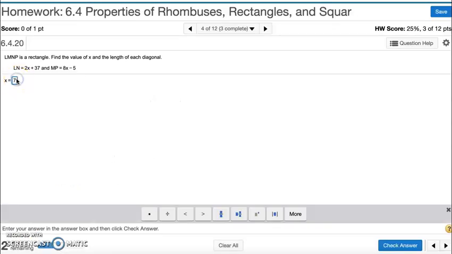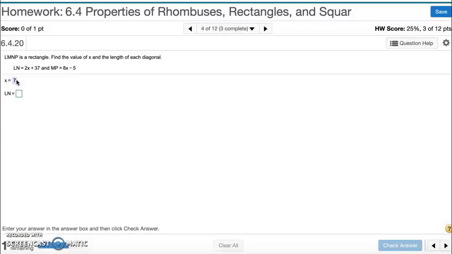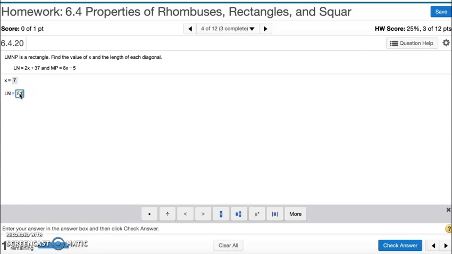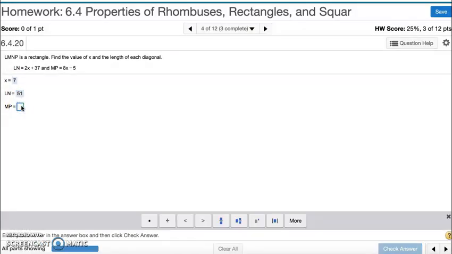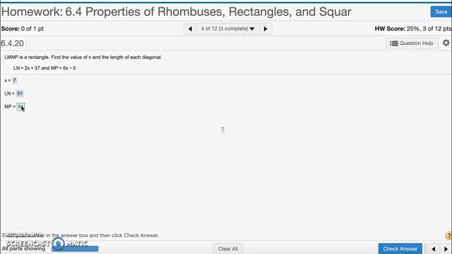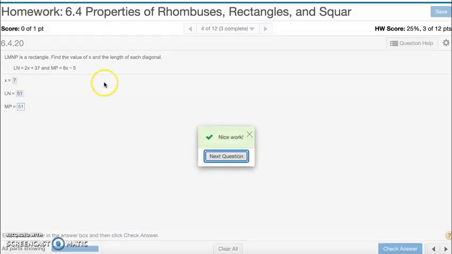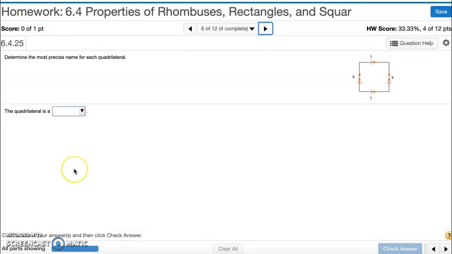So x is 7, and LN is 51, and NP is 51. And that's number 4. Number 6, determine the most precise name for each quadrilateral.